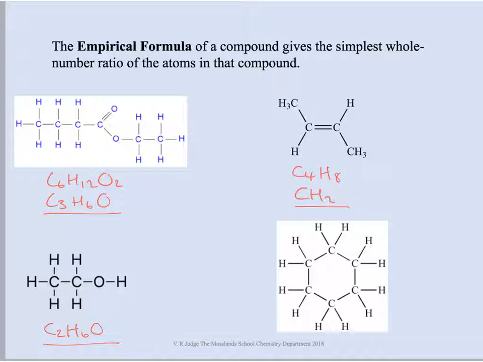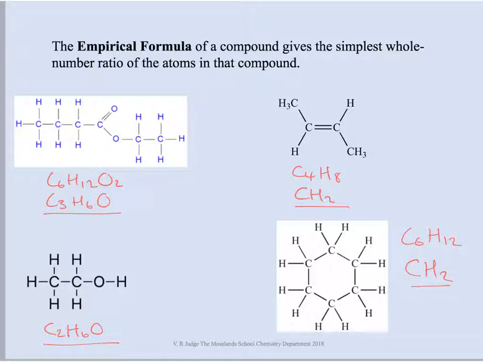Okay, and finally we've got cycloalkane, cyclohexane, which has the molecular formula C6H12. Now, if we simplify that, both of those numbers in that molecular formula can be divided by 6. So the simplest whole number ratio is CH2, which is the same as the molecular formula that we had here for the alkene. So just be aware that you can have the same empirical formula, but a different molecular formula for different compounds.